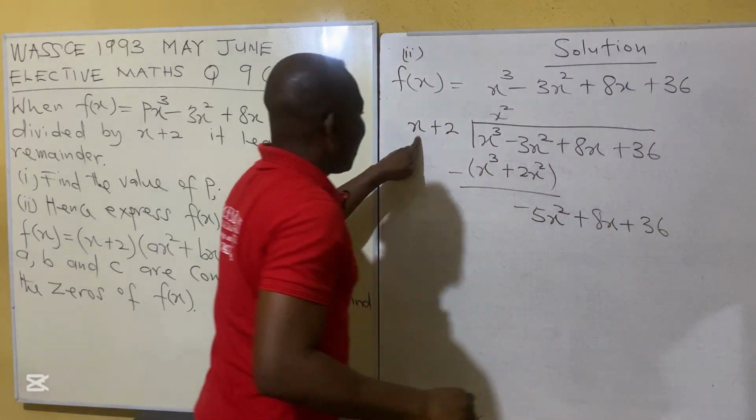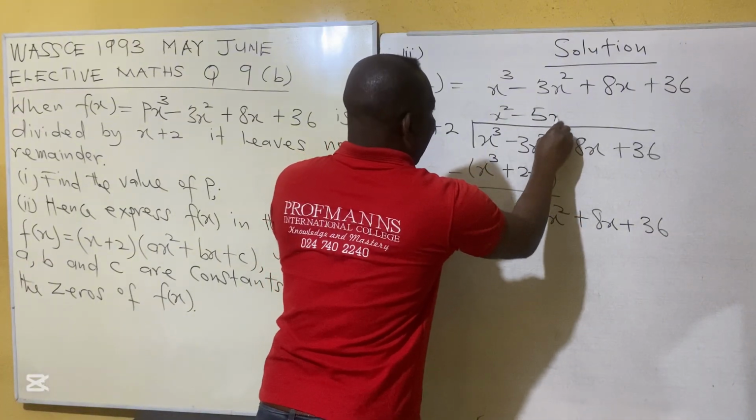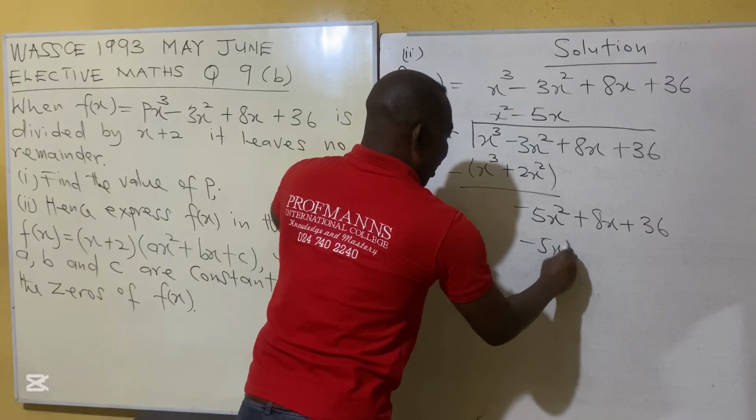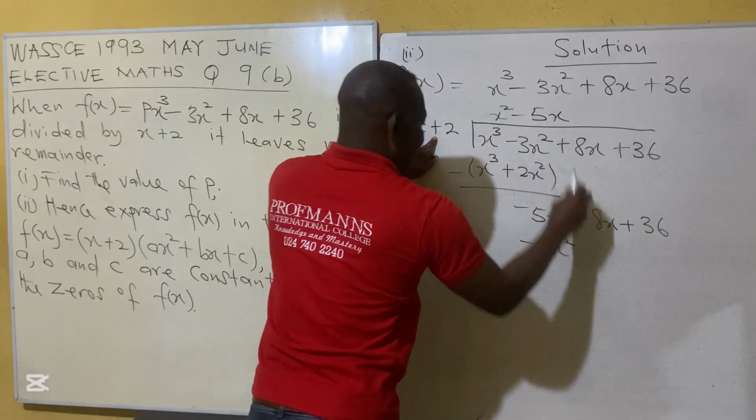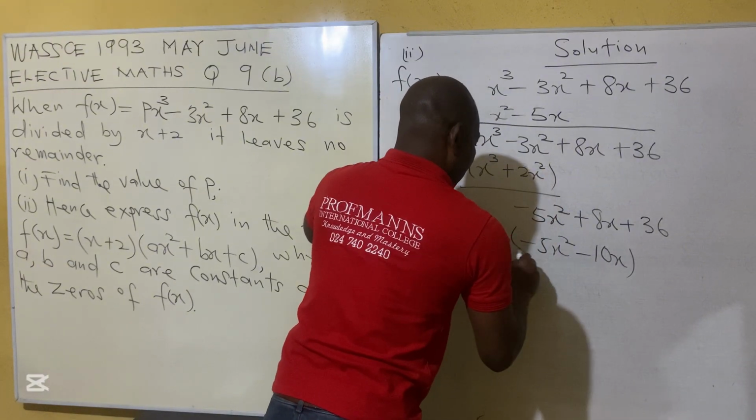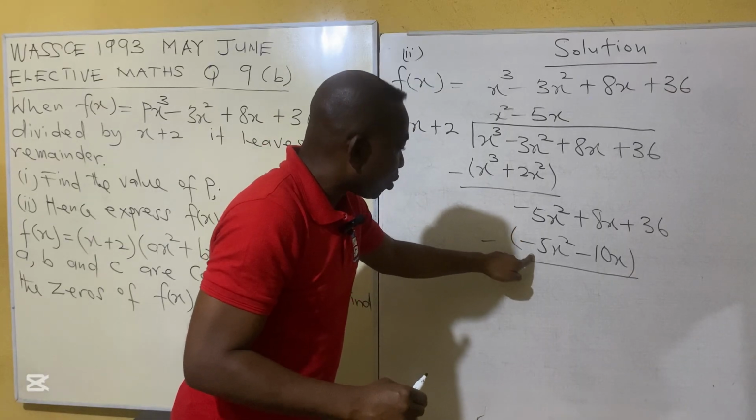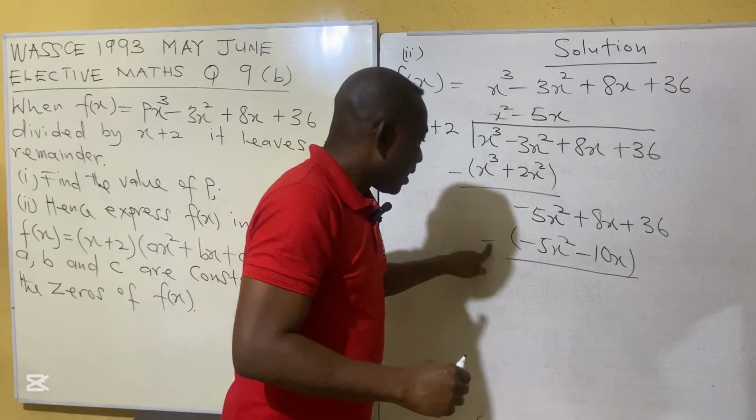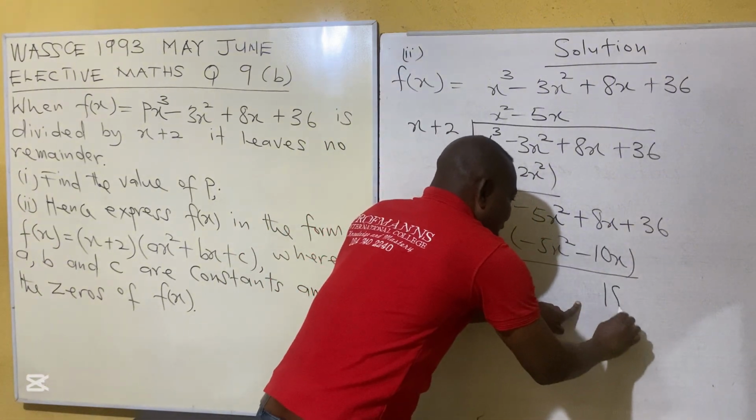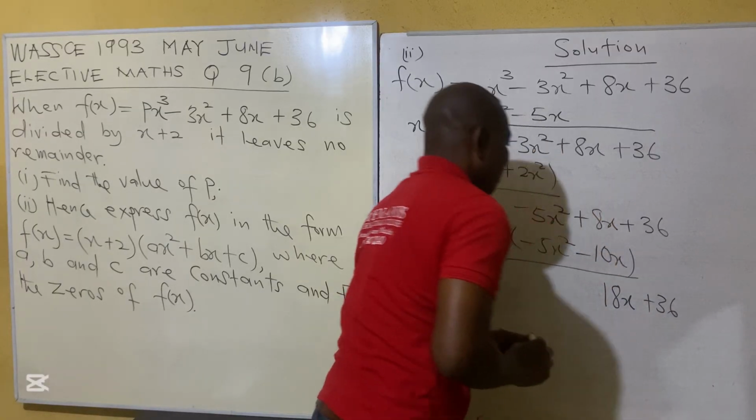Again, x goes into this minus 5x. X times this gives us minus 5x squared. This times that gives us minus 10x. We subtract. Negative gives us positive, so when we subtract this, it will give us 0. Negative gives us positive, so when we add this, it gives us 18x. Then we bring down the plus 36.